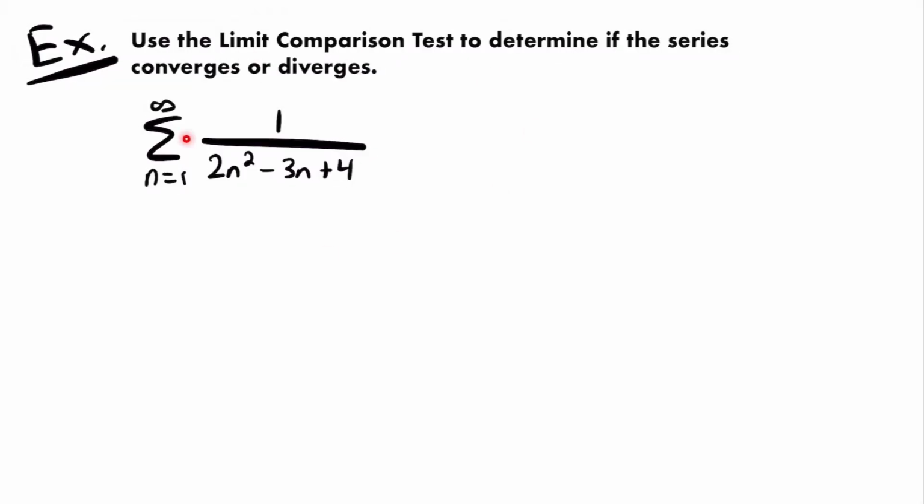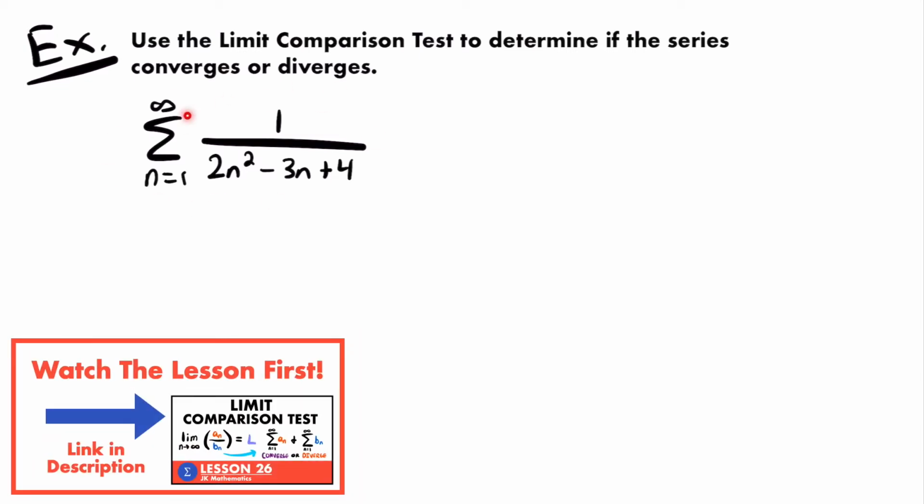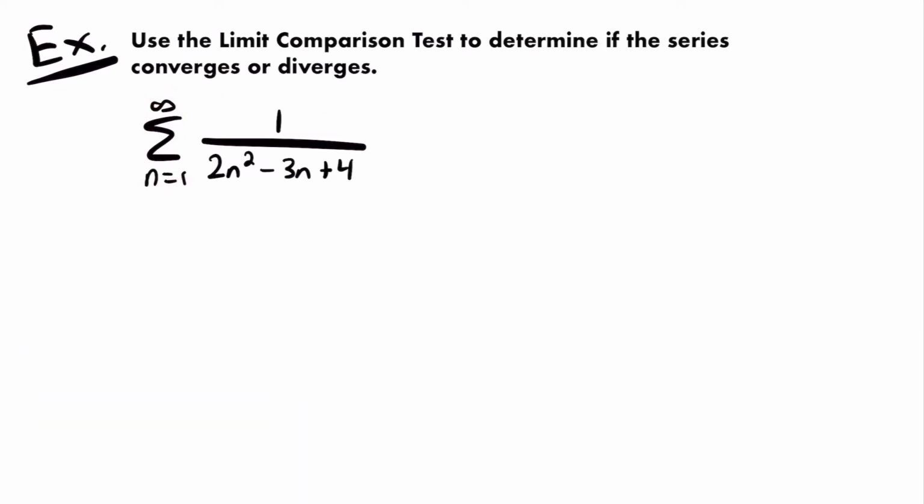All right, so here's our first example. We want to use the limit comparison test to determine if the series converges or diverges. Here we have our series, the sum from n equals 1 to infinity of 1 divided by 2n squared minus 3n plus 4.